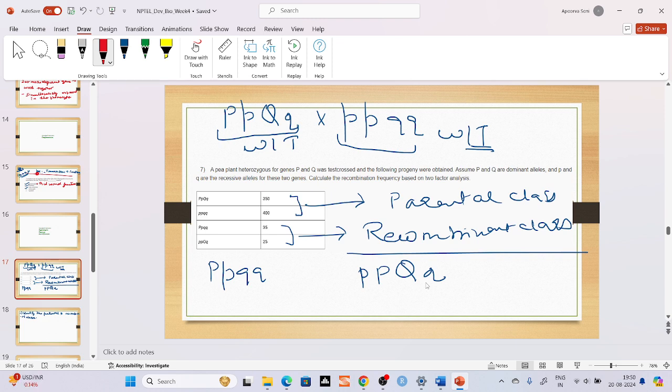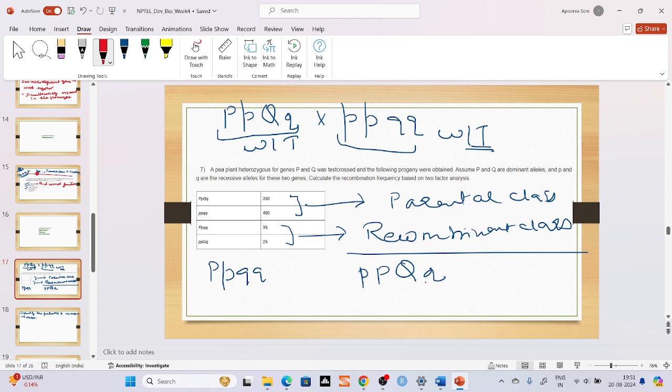It is not important in 2 point test cross. This concept, that where the crossover has happened, is important in 3 point test cross. It's not required in 2 point test cross. But just for your concept building, can you tell me at which gene, whether P or Q, the crossover has happened by comparing the recombinant classes with the wild type class? Can you tell me?